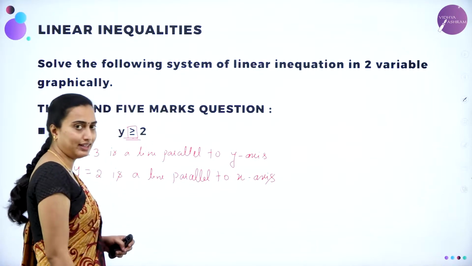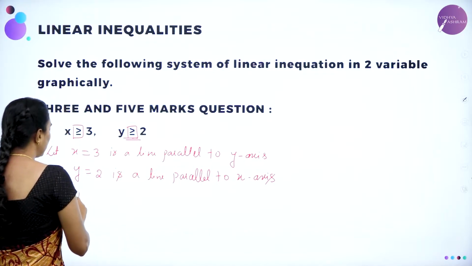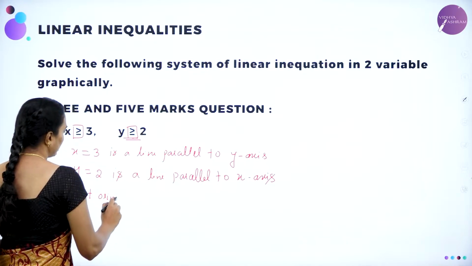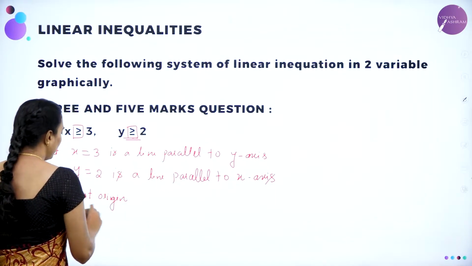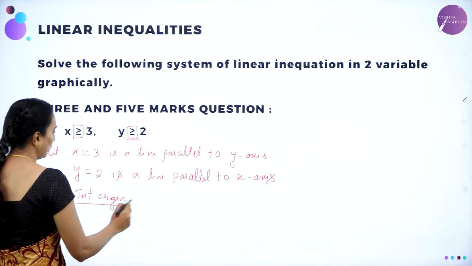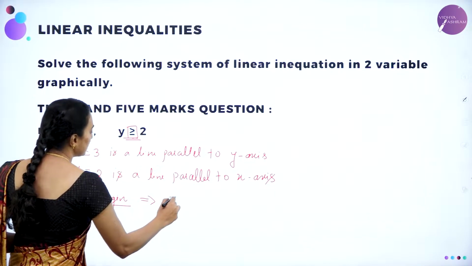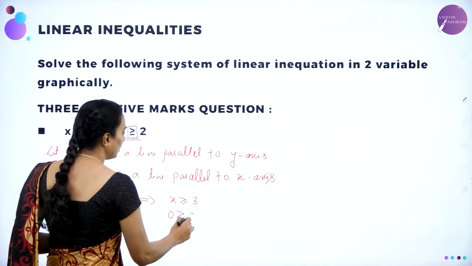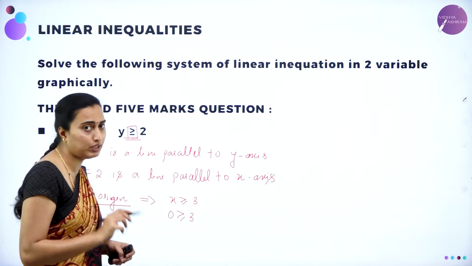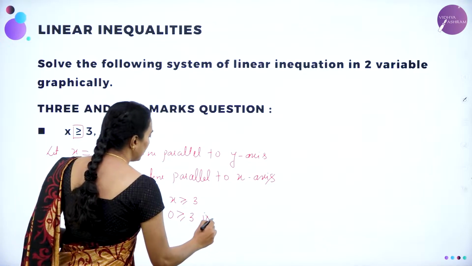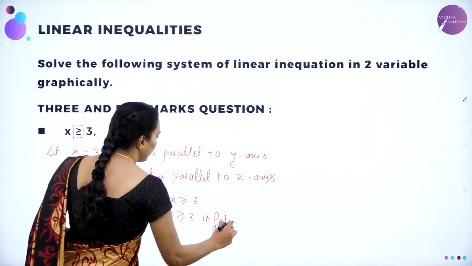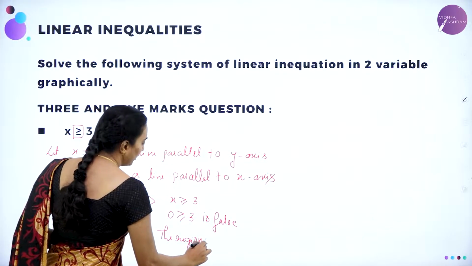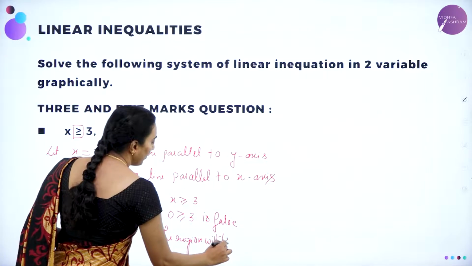Now we need to draw the line. So first let us test for the origin. This line, what happens to the region? Okay, so here you are going to take whatever the given question is, x is greater than or equal to 3, put x equal to 0. 0 is greater than or equal to 3? Never is it greater than 3 or equal to 3. Therefore it is false. Therefore the region will be away from the origin.